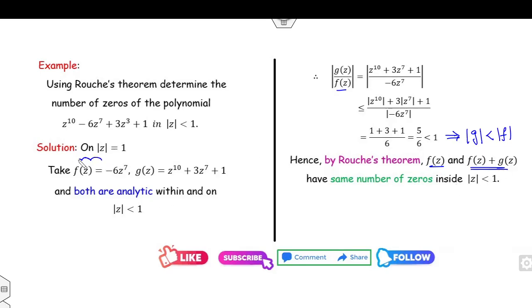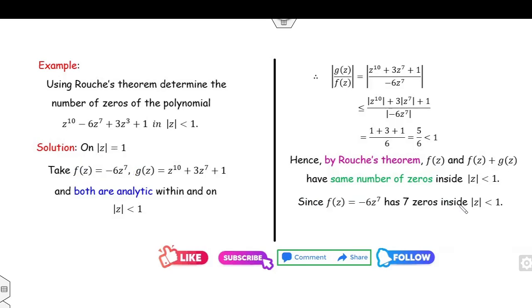So can you find the number of zeros? So clearly, it is my 7th degree polynomial. So f of z, which is equal to minus 6z raised to power 7, how many zeros are there? It has 7 zeros in the circle mod z less than 1. This implies f plus g, the given function, has also 7 zeros inside the circle mod z less than 1.